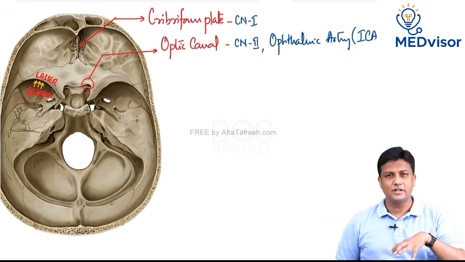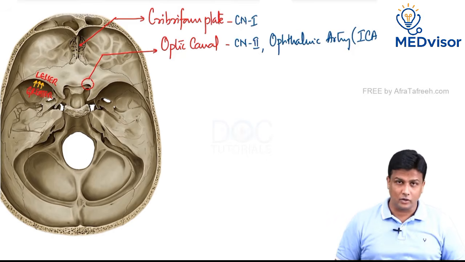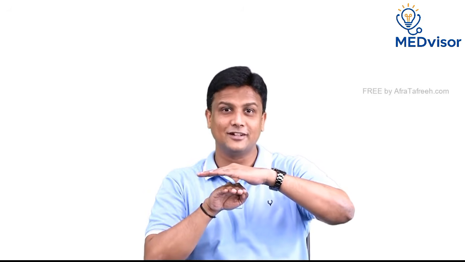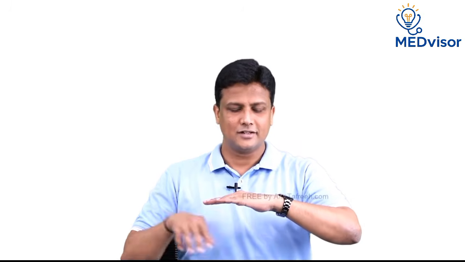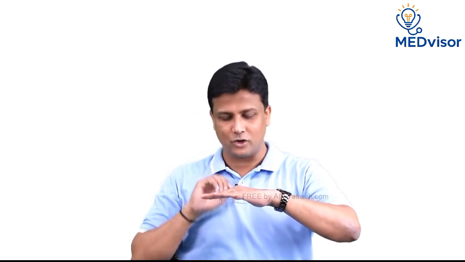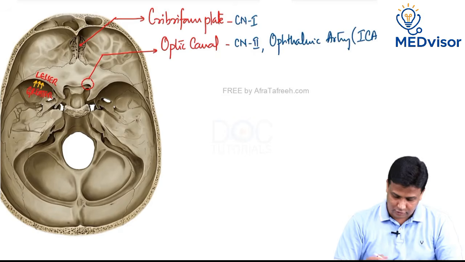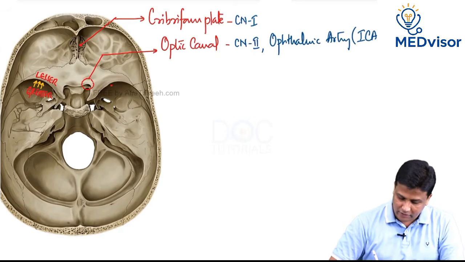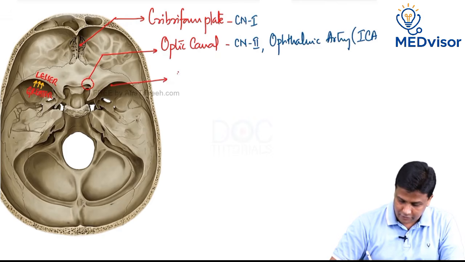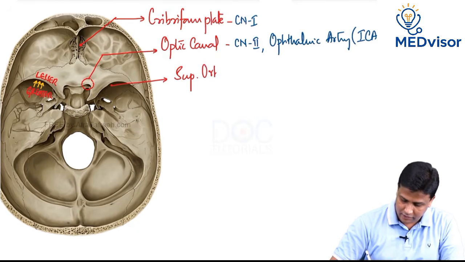Now, you will not be able to appreciate this opening very clearly in this diagram. Why? Because imagine this one is the lesser wing and this is the greater wing, and between them there is an opening, the superior orbital fissure. But we are looking at this diagram from above, so we are not able to see it. What you have to do is catch hold of the skull and slightly tilt it. If you tilt it, you will be able to appreciate the superior orbital fissure, guys. So just remember, between the lesser wing and the greater wing you will find the superior orbital fissure.